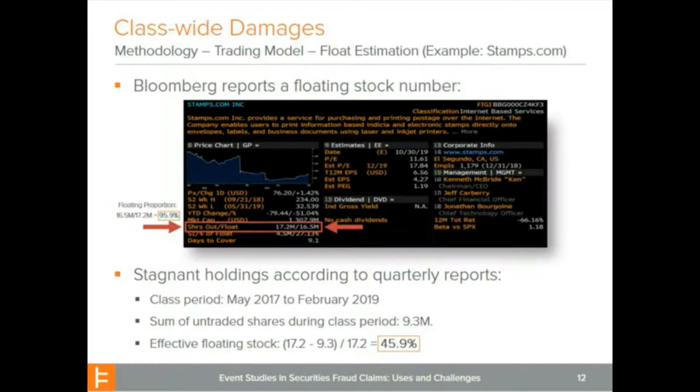It turns out that Bloomberg actually reports it. Bloomberg has a calculation here. So you can see this is a Bloomberg screen. We've just screen tapped here, and sure enough, for a single price time series, this is stamps.com again, they report a floating share. They say here that 95% of the shares are floating. So 95% of these shares are being actively traded, and only 5% are being held in reserve.